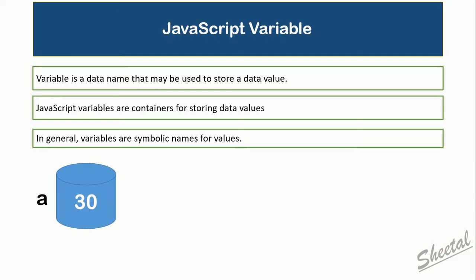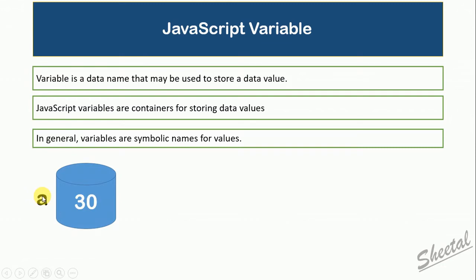Let's see JavaScript variable. So variable is a data name that may be used to store a data value. JavaScript variables are a container for storing data values. You can place data into these containers and then refer to the data simply by naming the container. Here is one container. We can place the value 30 into this container and give a name to this container, A.